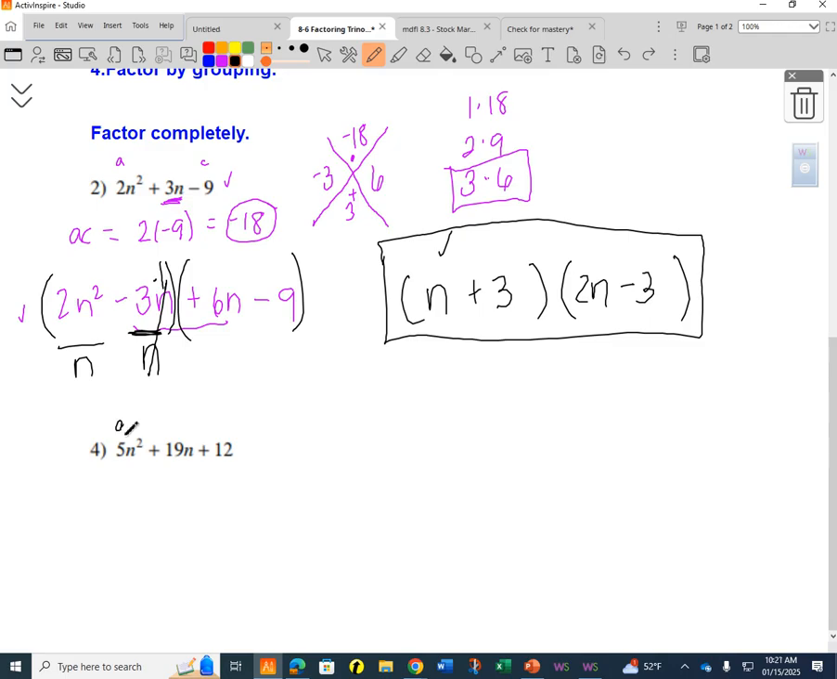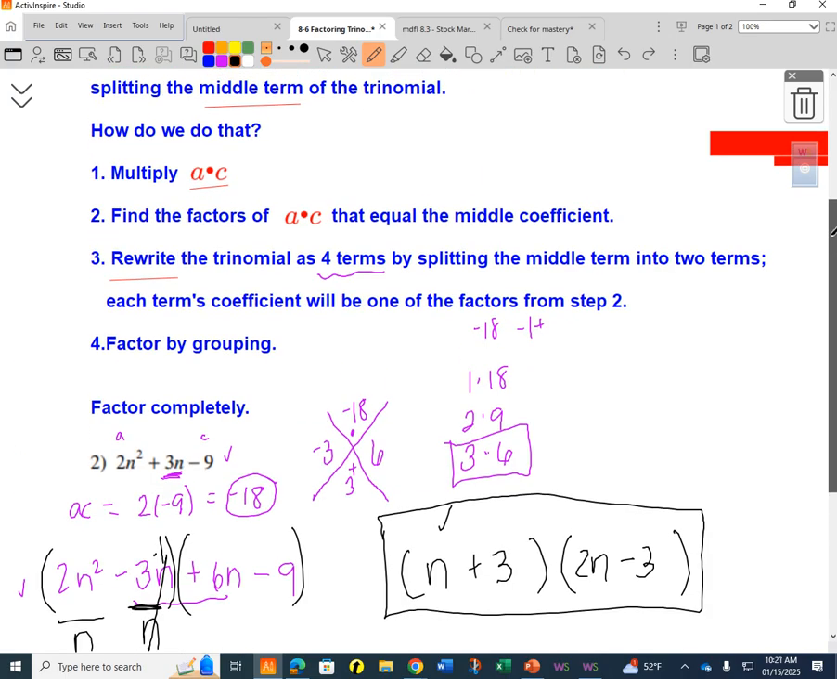Before, I said A is 5 and 12 is C. Everybody agree? That's right. So AC means A times C, so that's 5 times 12, and it's a positive 60. All right, AC we've done, check.